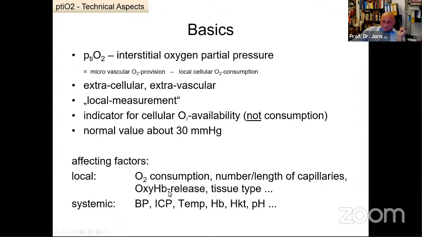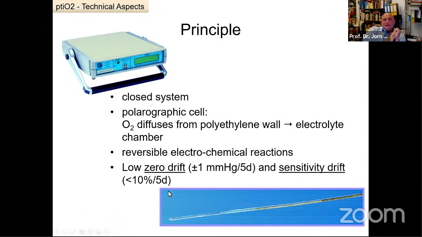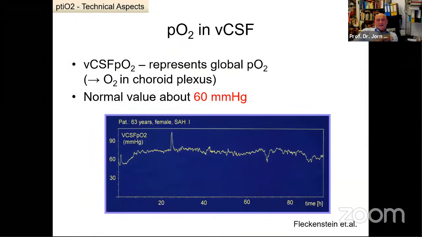And the principle is polarographic. I don't want to go into the chemical reactions, but it is basically a probe that you insert in the brain. This is an old one. They have a newer one now, and it's an electrochemical reaction. It has a low zero drift, so it doesn't change a lot over time, and sensitivity is relatively stable over time as well. So it's relatively reliable.